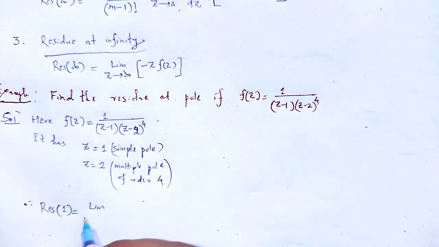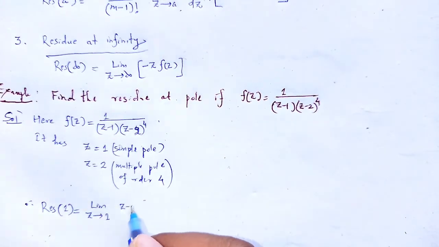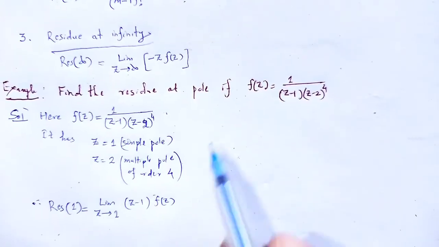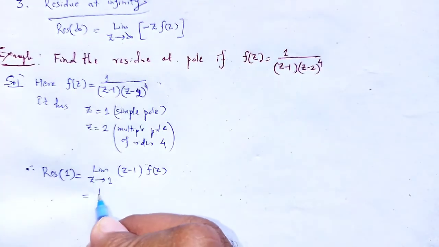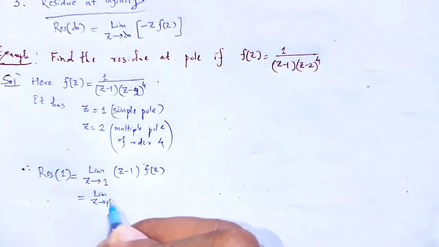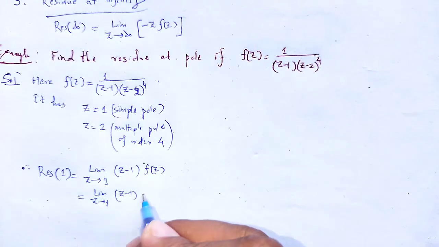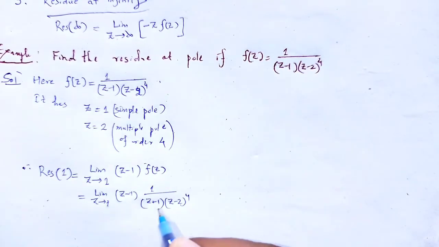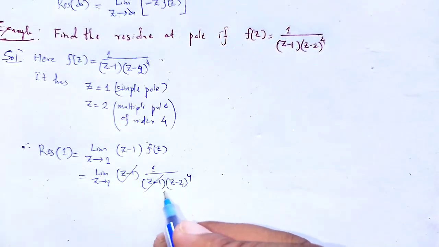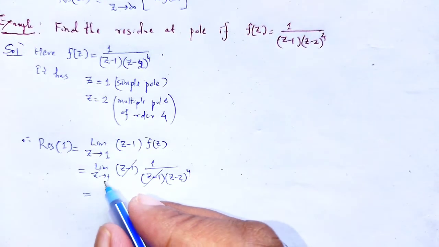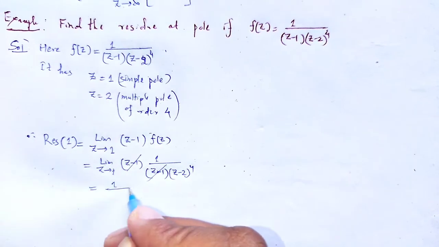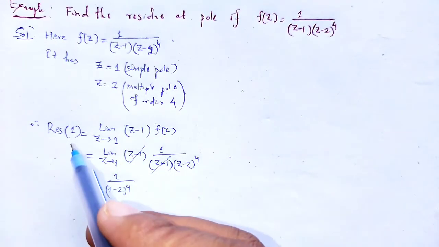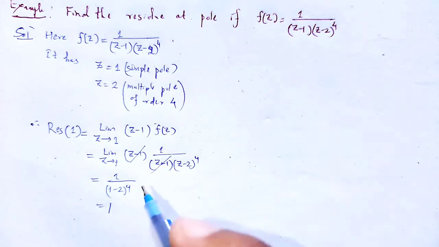The formula is the limit as z tends to 1 of (z minus 1) f of z. That formula is used, which is equal to the limit as z tends to 1 of (z minus 1) times 1 divided by (z minus 1)(z minus 2) to the power 4. The z minus 1 cancels out. Now we evaluate the limit as z tends to 1, putting in the value, we have 1 divided by (1 minus 2) to the power 4, which results in 1. So the residue at 1 is equal to 1.